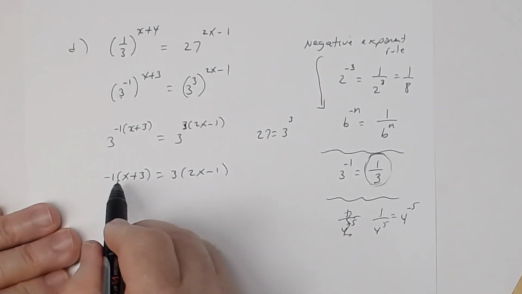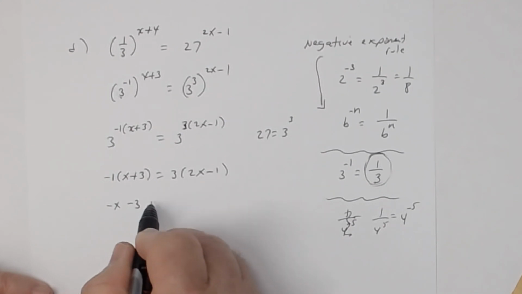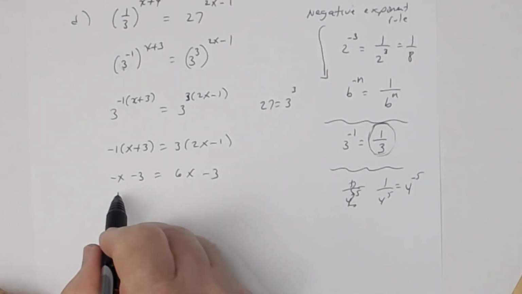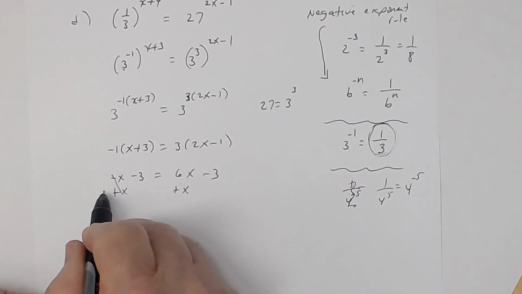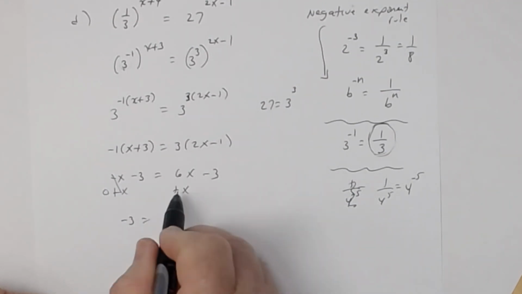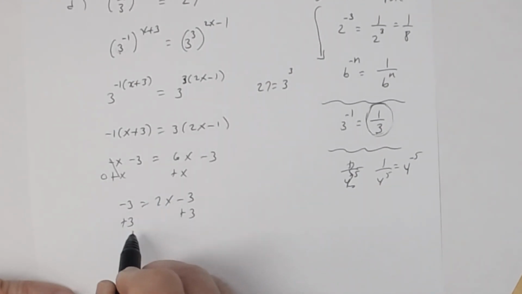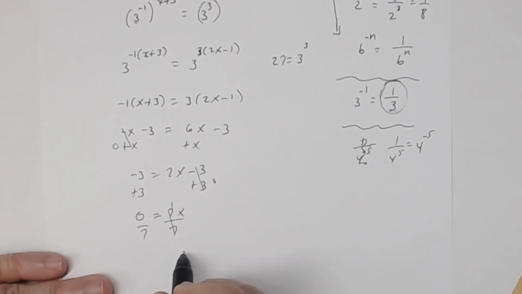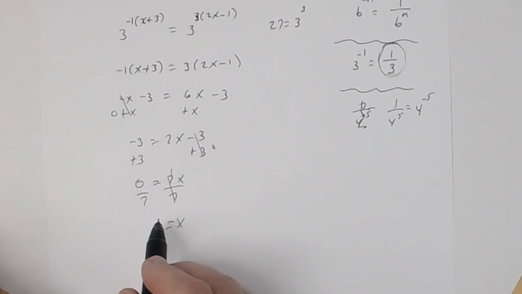And then using distributive property, negative 1 times x is negative x. And then negative 1 times 3 is a negative 3 equal, and this is 6x minus 3. And then adding x to both sides, I get x and a negative x is 0, so I get 0 and negative 3 is negative 3, equal 6x plus x is 7x minus 3. Adding 3 to both sides, I get negative 3 and 3 is 0, equals 7x, right? And then dividing both sides by 7, I get my solution is 0 divided by 7, which we all know is 0. So there's your solution.